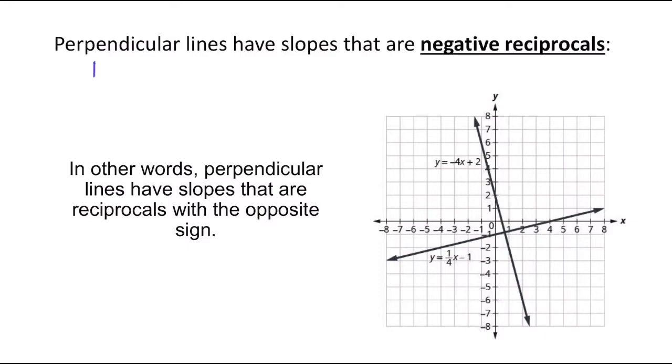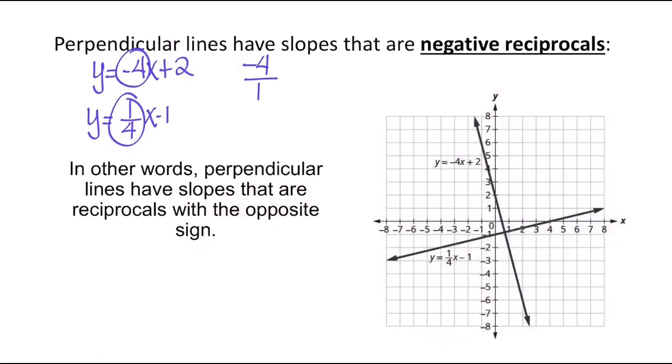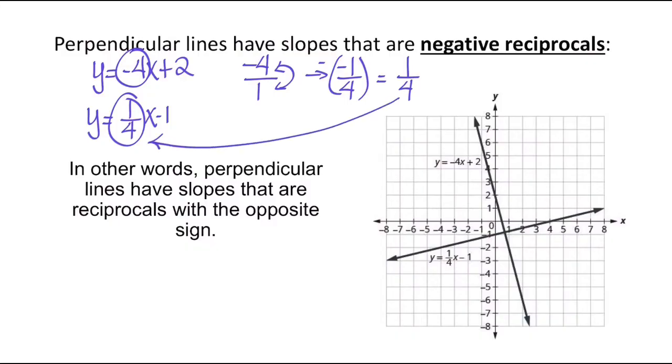So here in this example, I have y equals negative 4x plus 2, and I have y equals 1/4 x minus 1. Okay, so if we look at the slopes of these two lines, notice that they are the same number, but it's flipped and then made negative. So for example, if I take negative 4, I can write that as negative 4 over 1. If I flip it, the reciprocal is going to be negative 1 over 4. Then if I make it the opposite sign, I'm going to have positive 1 over 4. So that's how I get the slope of this perpendicular line.